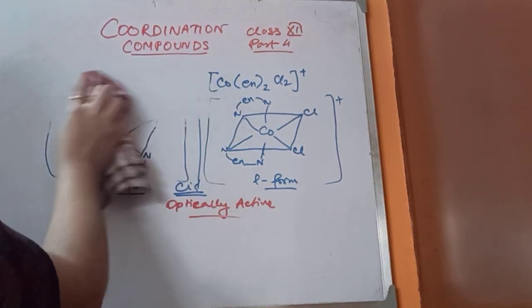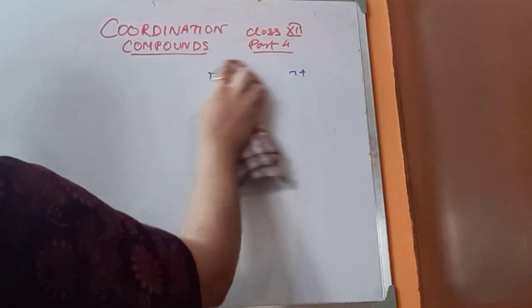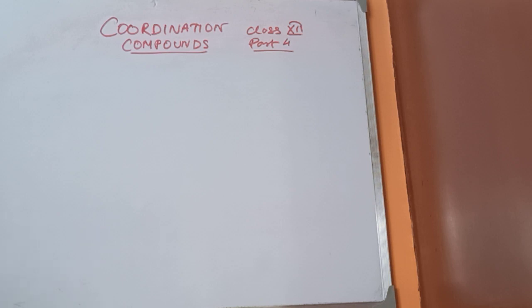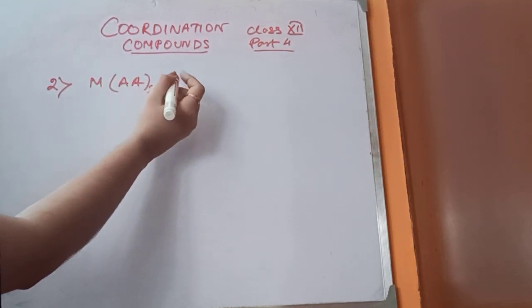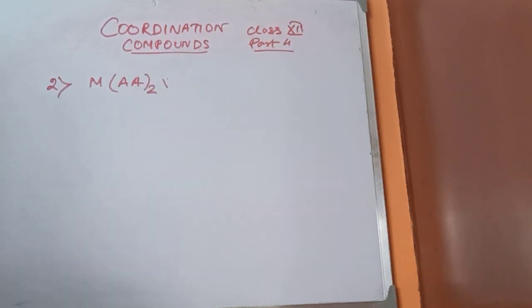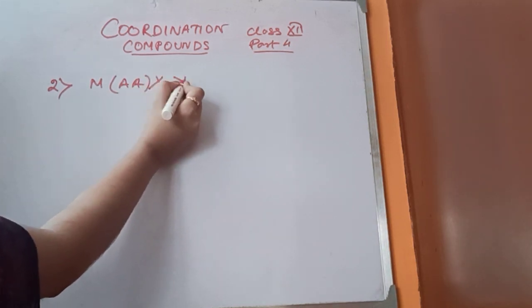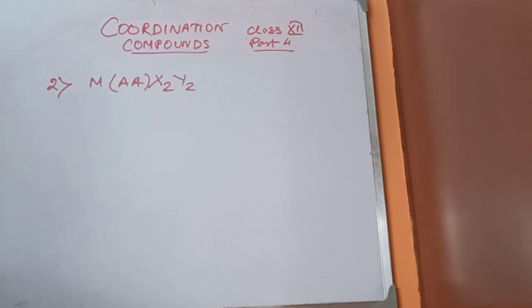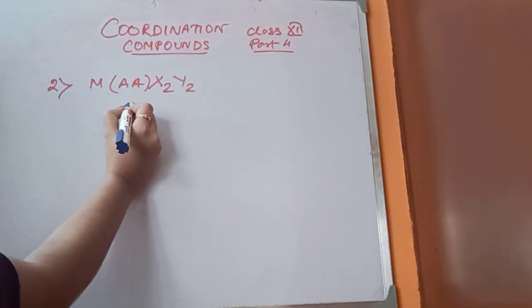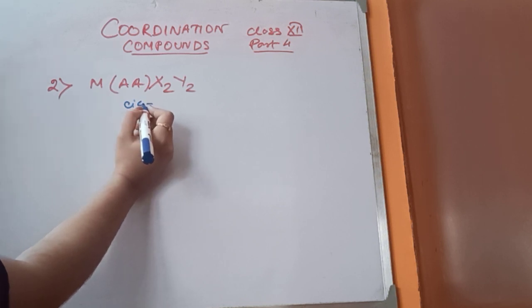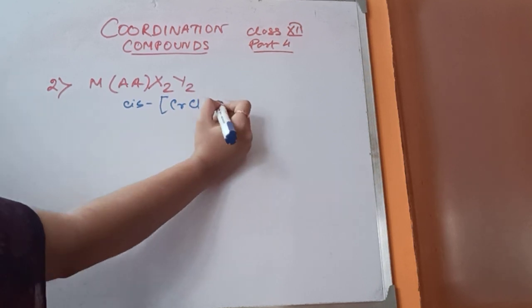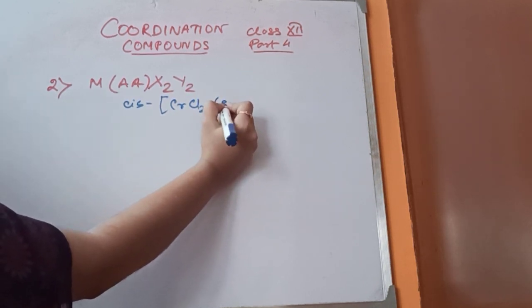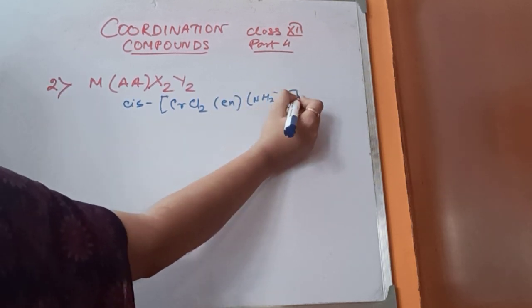Okay, let's come to the next type. This was the example of the first type. Next, the next type is M(AA)X2Y2 type, with only one AA. Let's give an example of this. Here also, since I have explained that not all cis and trans forms are optically active, I am directly giving the example of the form which is optically active: [Cr(Cl2)(en)(NH3)(H2O)]+.